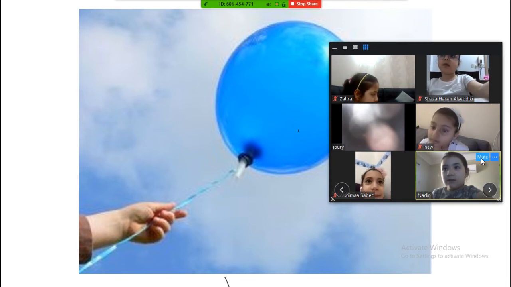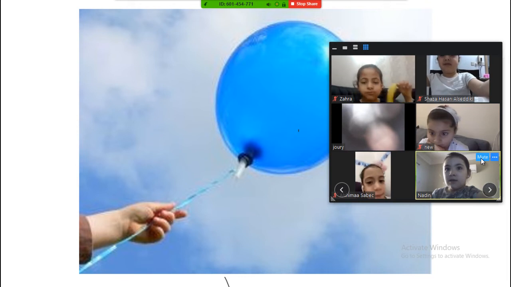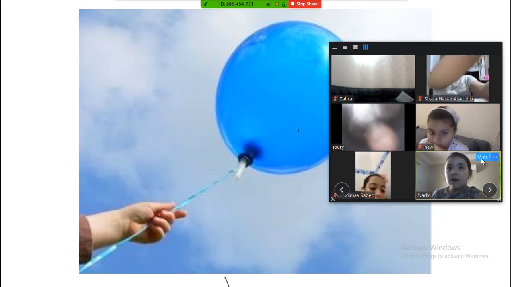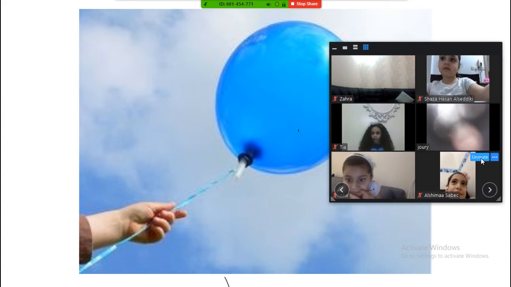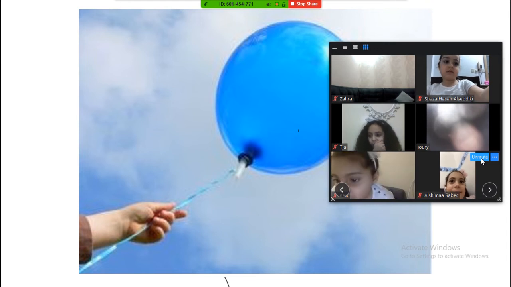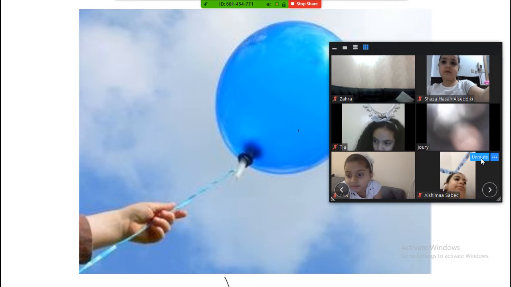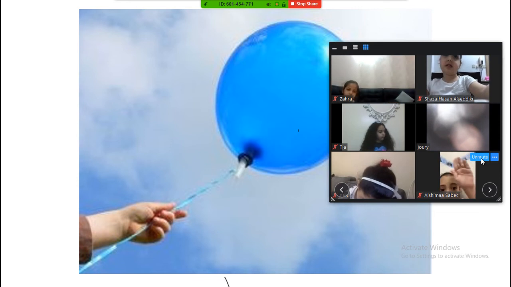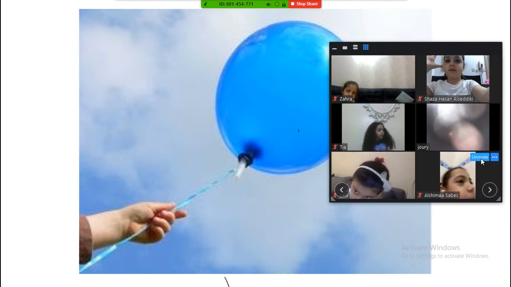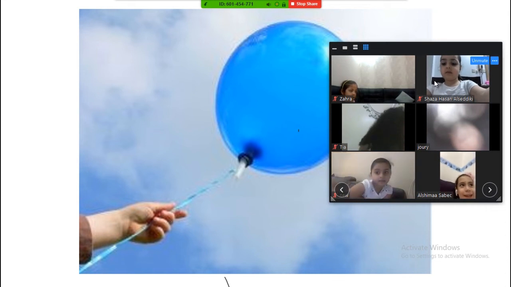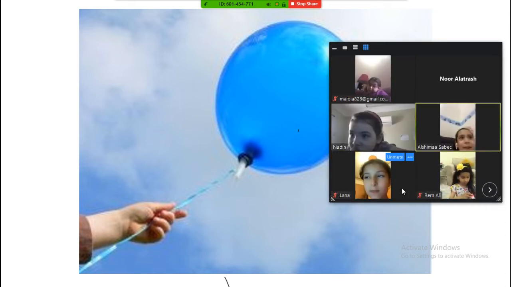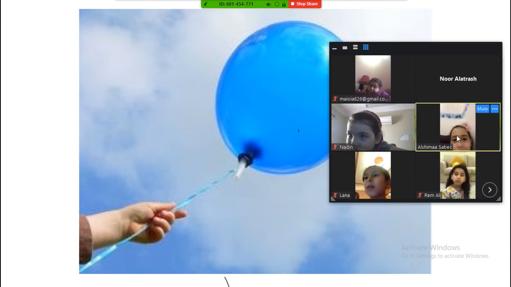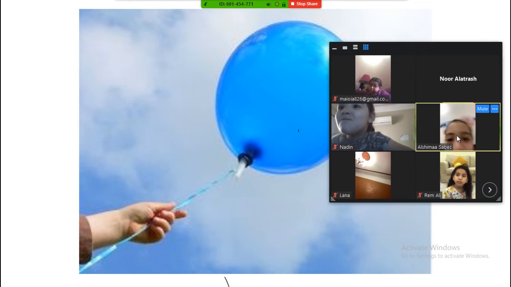Do they flow like liquids? No. What do gases do? Gases, they take the shape of the container. Excellent. They don't only take the shape, but also they do something to fill all the space in the container. What do they do? Yalla ya Jaylan. Jaylan, what do gases do? Fill all the space. They fill all the space.